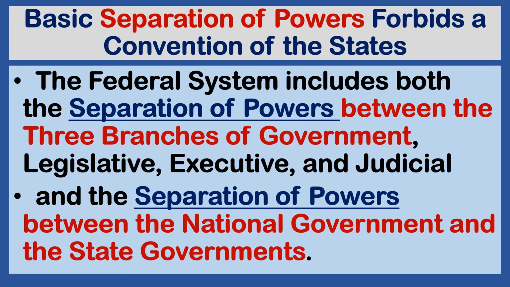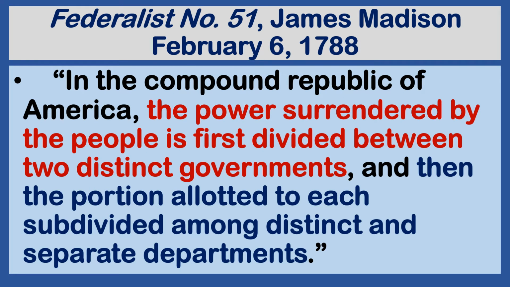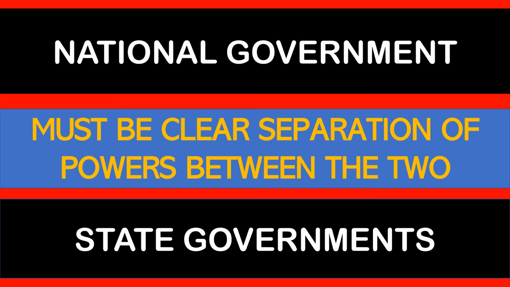Basic separation of powers forbids a convention of the states. Remember, the federal system includes both the separation of powers between three branches of government, legislative, executive, and judicial, but also the separation of powers between the national government and the state governments. James Madison described this in Federalist No. 51. The power surrendered by the people is first divided between the two distinct governments. And there must be a clear separation of powers between the two, the national government and the state governments.